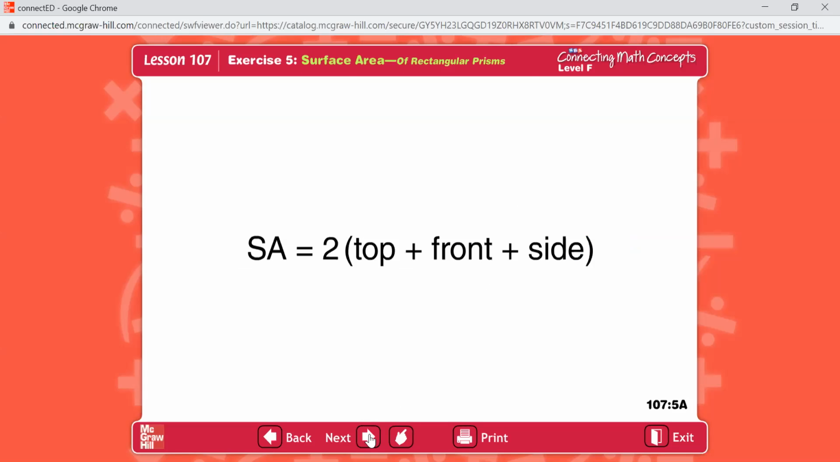Here is your equation to find the surface area of all 6 faces. Surface area equals 2 times the quantity of top plus front plus side. Again, the equation reads, surface area equals 2 times the quantity of top plus front plus side. We'll find the area of the top face, then the front face, and a side face and add. Then we multiply the answer by 2. That gives us the area of all 6 faces.